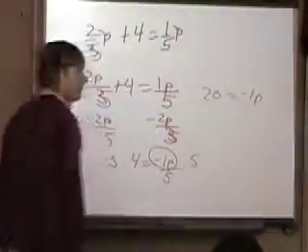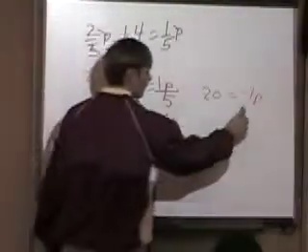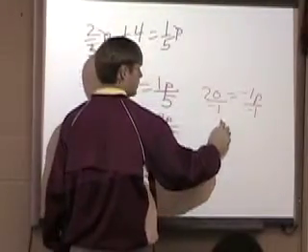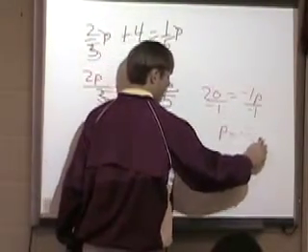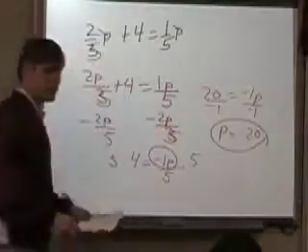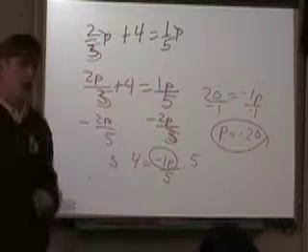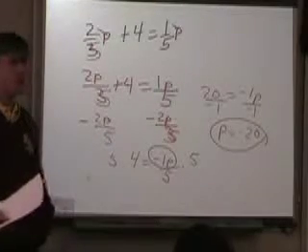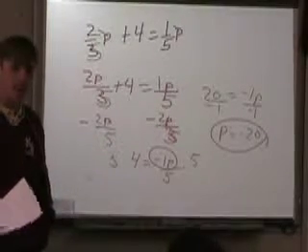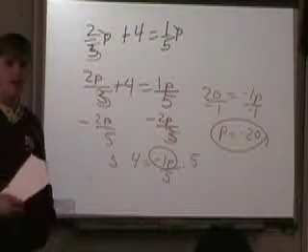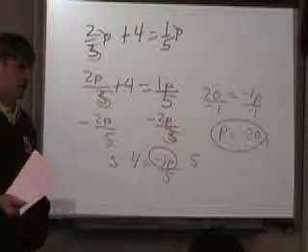Now what do I do? Divide negative 1 on both sides, so p equals negative 20. What answer choice is that? B. Now, this was just a quiz. This is just 5 examples of solving equations with variables on both sides.